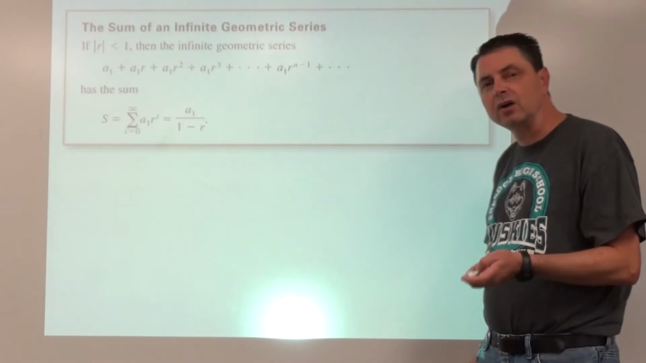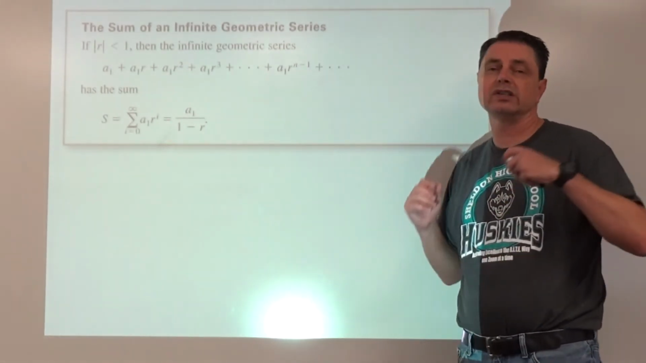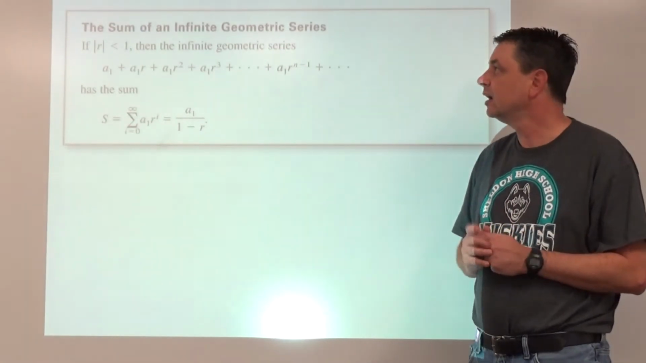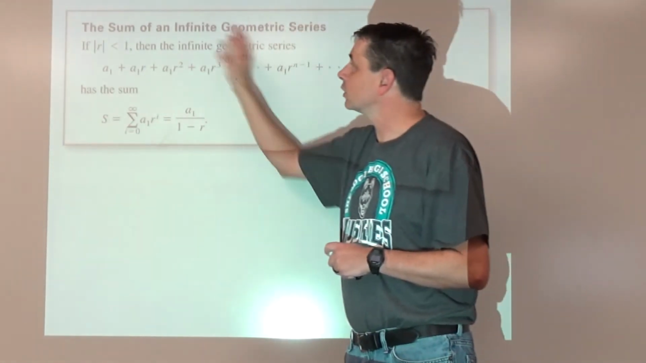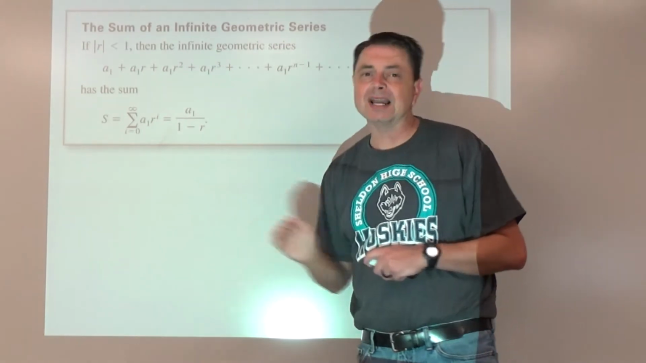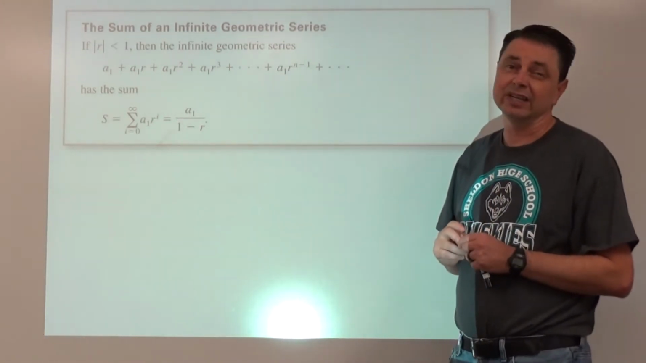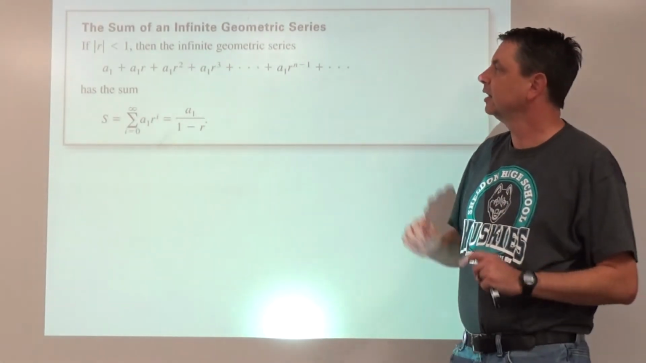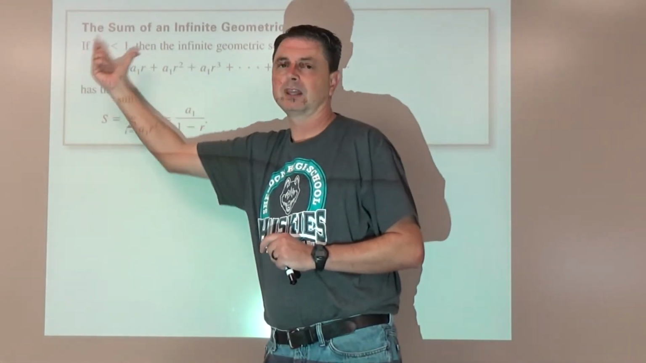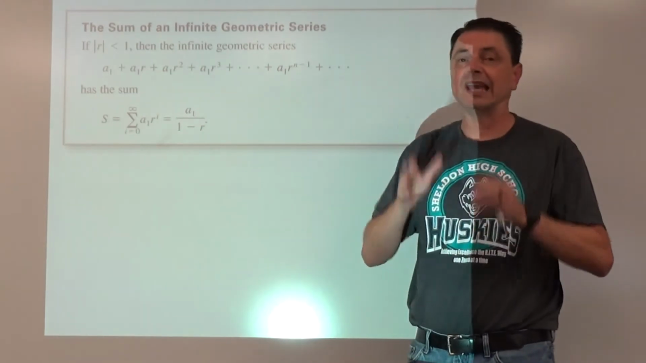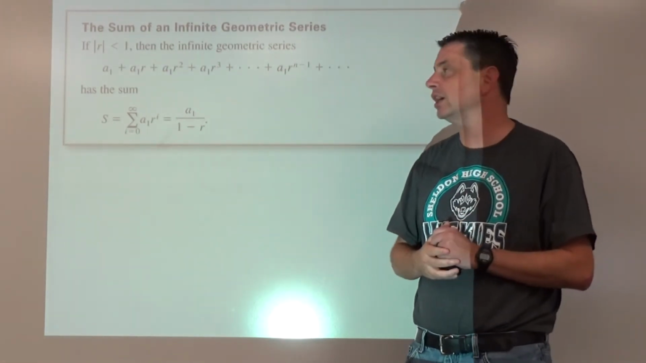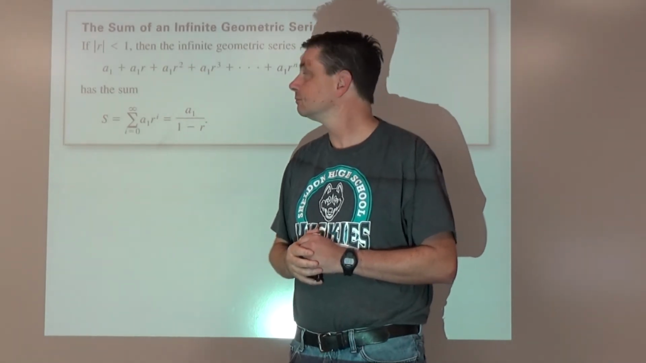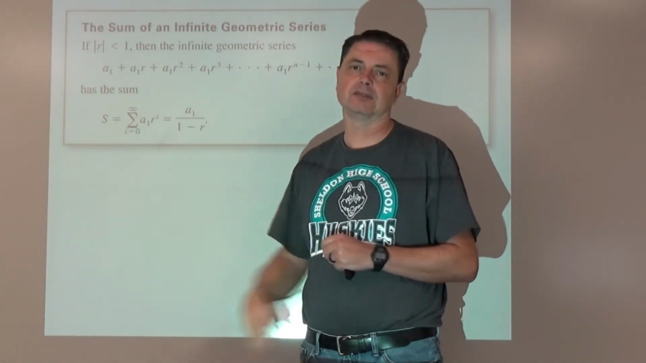Now, it turns out, we talked about this in the last lesson, if it was arithmetic, the sum had to be finite for us to do it. But for geometric, we might be able to do an infinite sum that goes on forever and ever. The condition is right here. In order to be able to do that, the absolute value of your common ratio has to be less than 1. If it's not, the formula doesn't even apply.